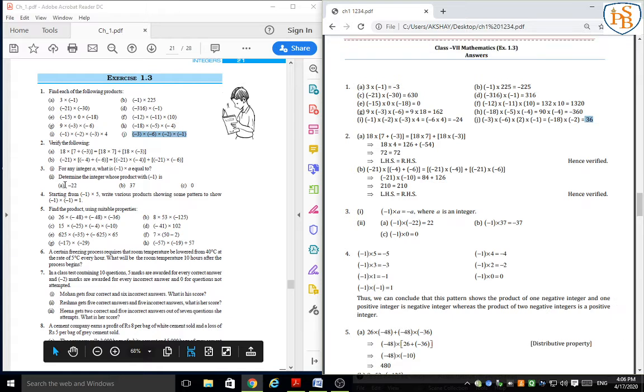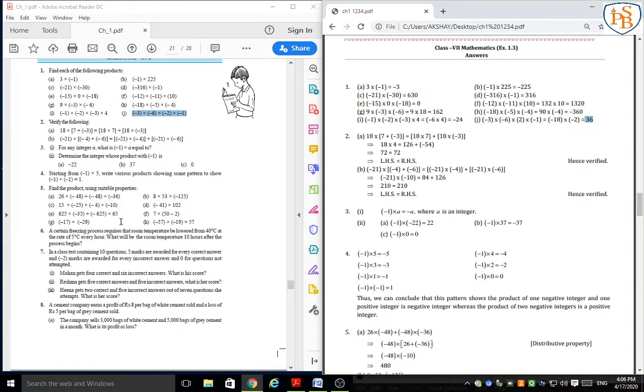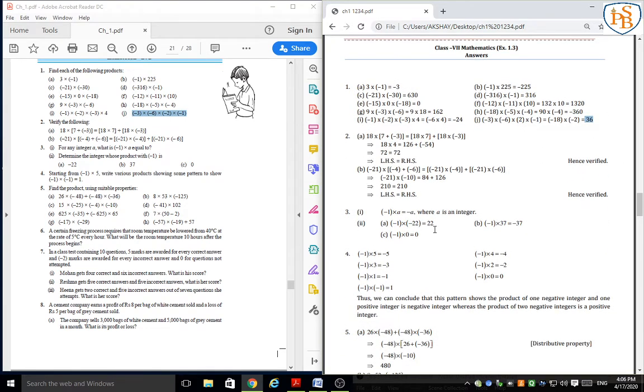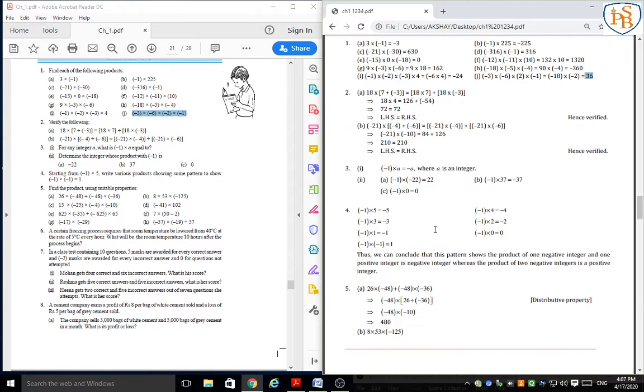Okay. With the help of this, you can solve question number 1, question number 2, question number 3, question number 4, question number 5. You can solve this easily. I am going to scroll this as slow as possible. So look here, question 2.